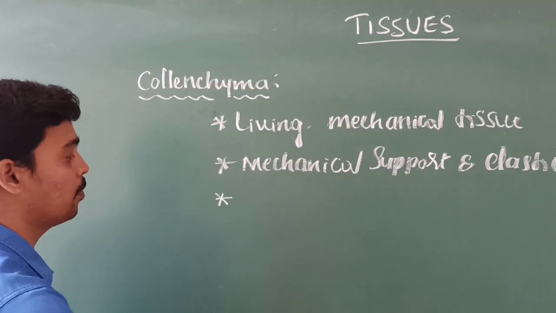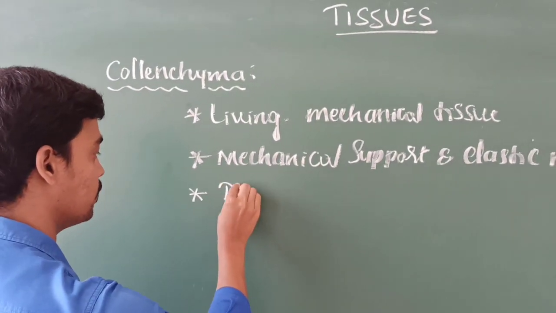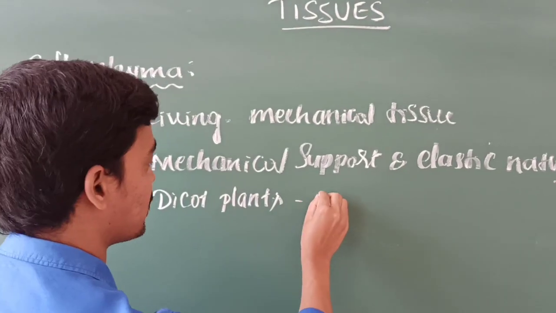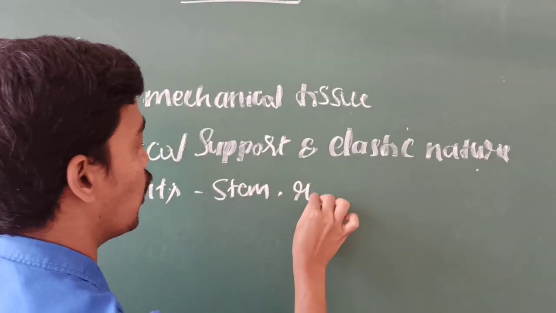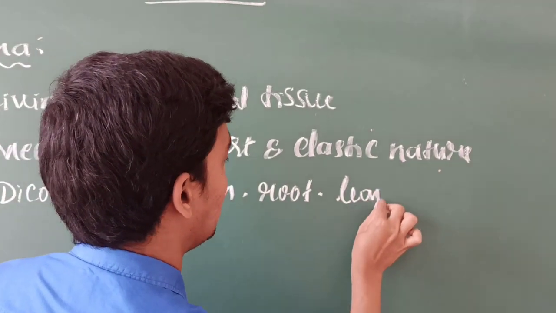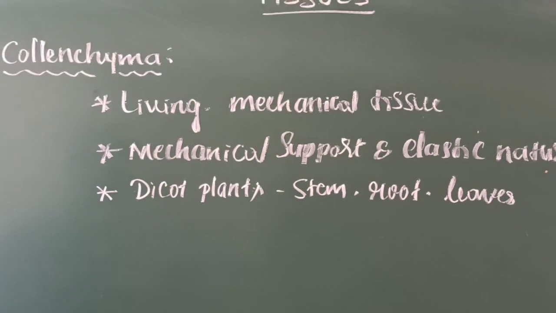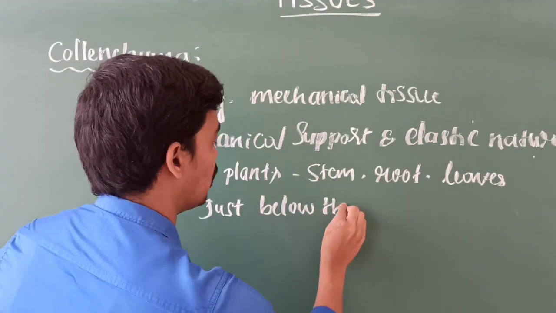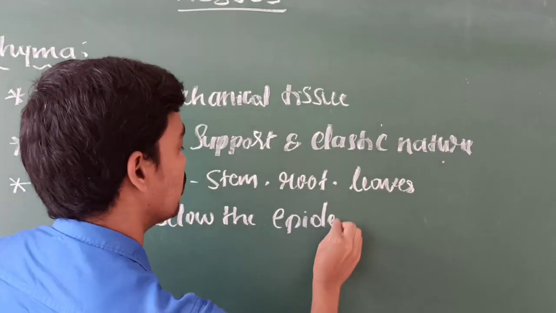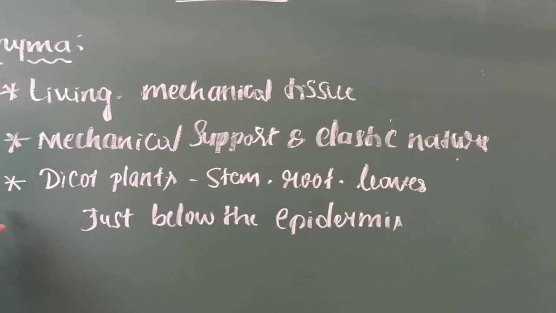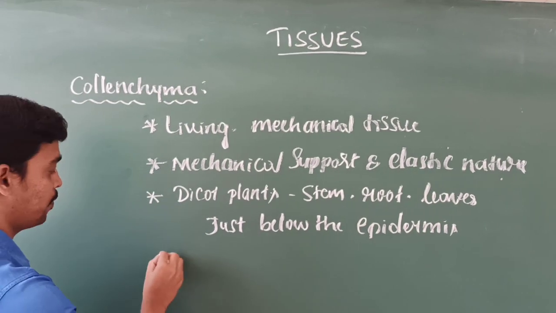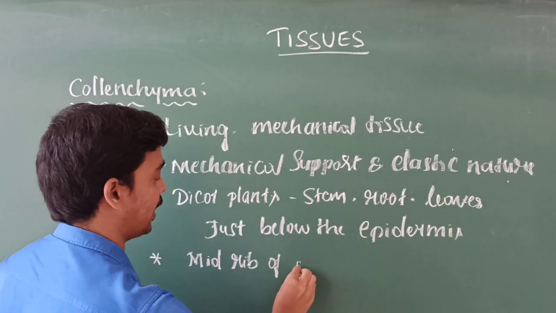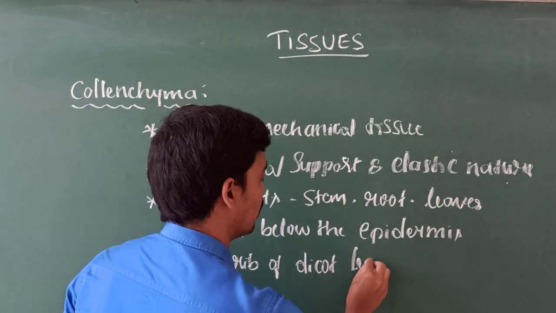And this collenchyma is present in dicot plants. In dicot plants, especially it is present at stem, root and leaves, and just below the epidermis. This collenchyma is present, and it is present in the midrib of dicot leaves.